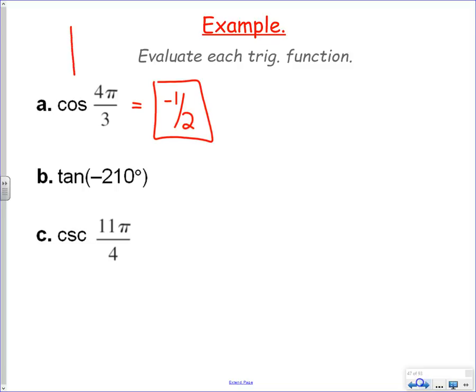Yeah? Good job. Okay, negatives. Thomas is already like, I don't like the negative positive thing.